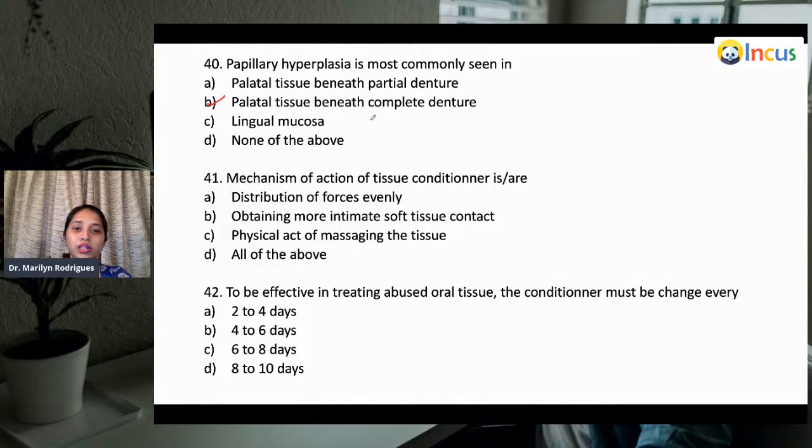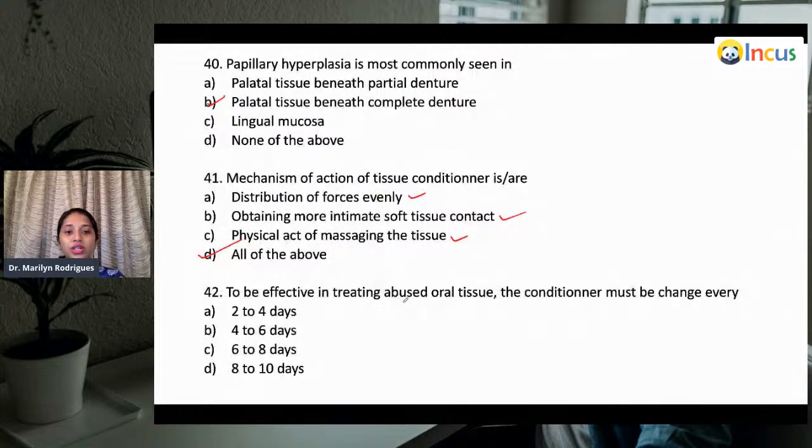Mechanism of action of tissue conditioner is distribution of forces evenly, yes. Obtaining more intimate soft tissue contact, yes. Physical act of massaging the tissue, yes. So the answer to question number 41 is D, all of the above.